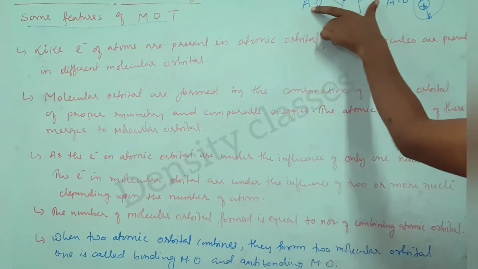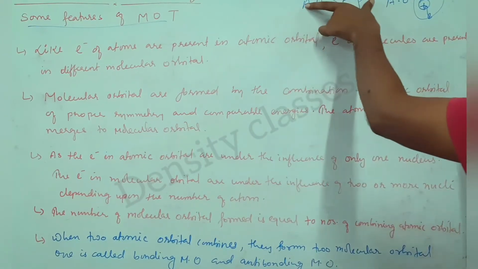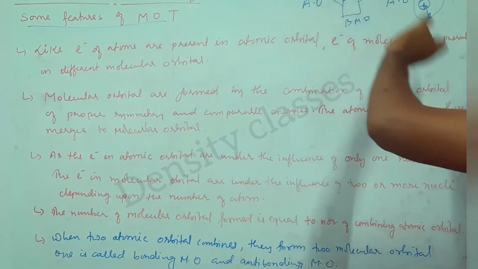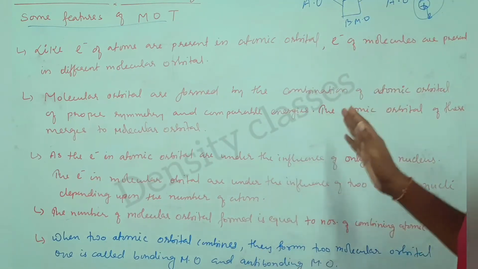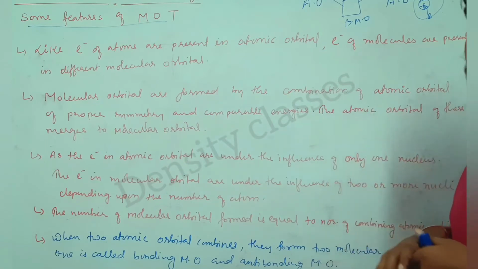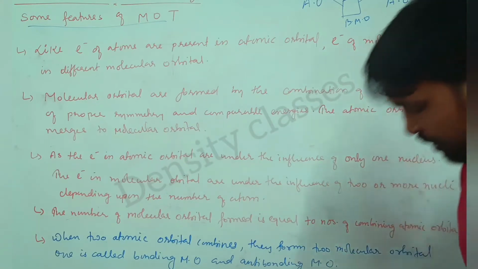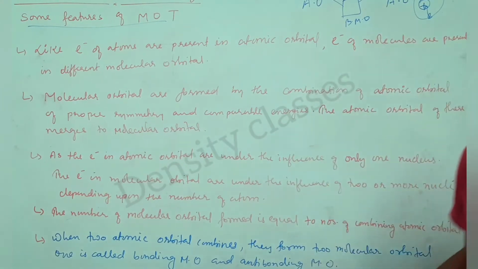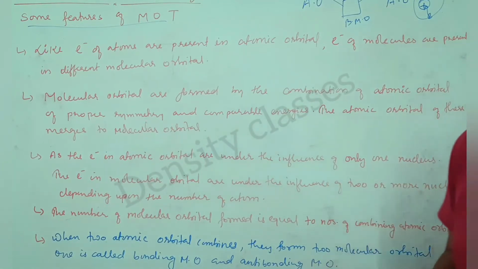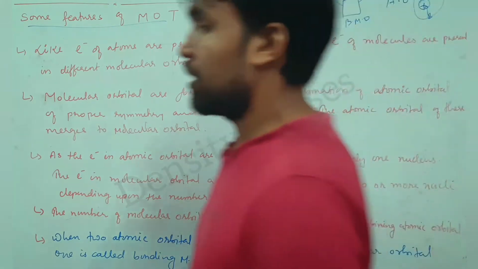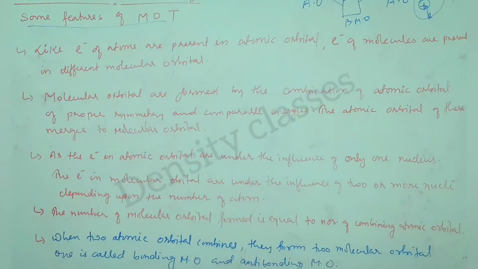So two atomic orbitals combined will give two molecular orbitals. One is the bonding molecular orbital, and the upper one we call the anti-bonding molecular orbital. These are some features of molecular orbital theory, seven features. You can take it down, and you can use it for writing the difference between molecular orbital and atomic orbital as well. Hope you have understood, dear students. Very important topics we are doing, so take it down.